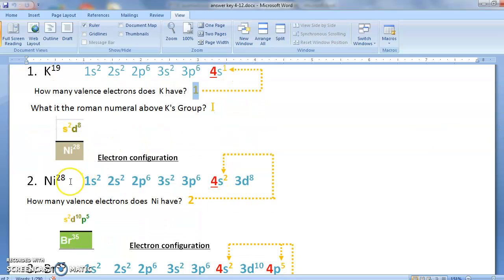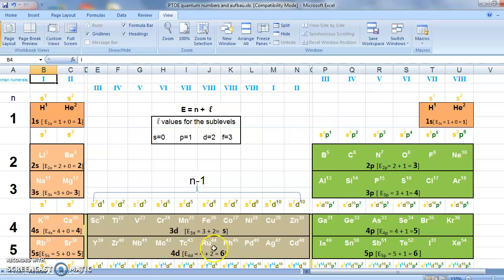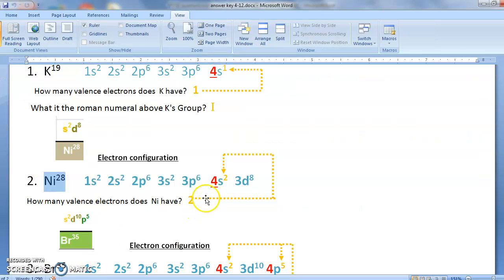The next one, nickel 28. I've got to find nickel 28 on the periodic table. I did. There's nickel 28, and above nickel 28 is an S2D8. So if I did this right, I'm showing you where I got that S2D8. There's nickel. There's the S2D8 above it. Nickel has 28 for its atomic number, so nickel should end in an S2D8. And it did, and I can write that right now. It should end in an S2D8 if I do it correctly.